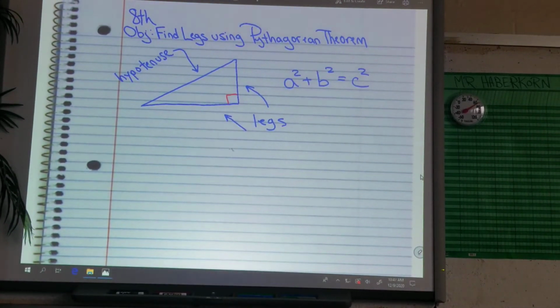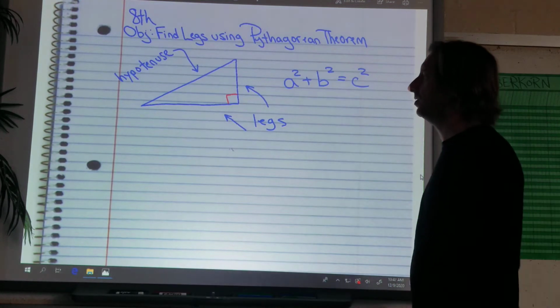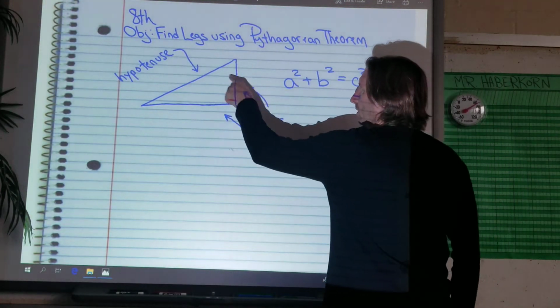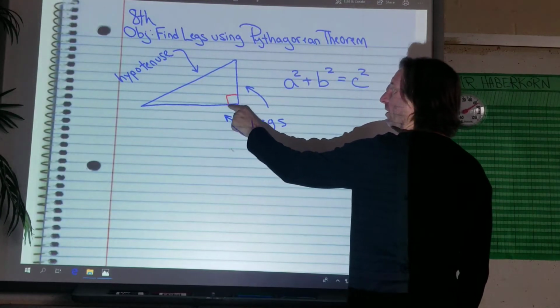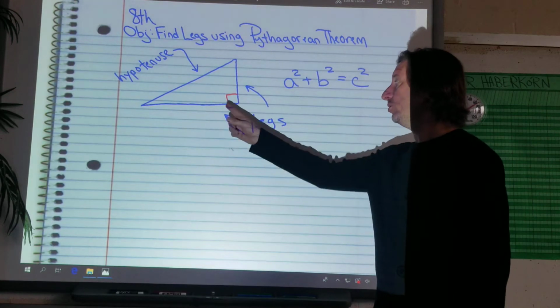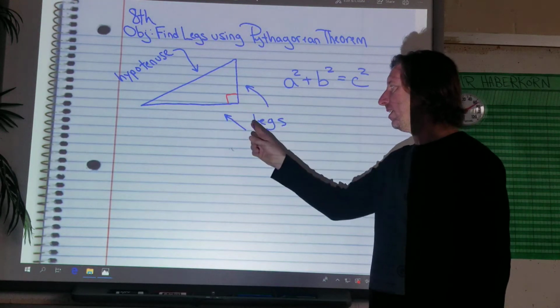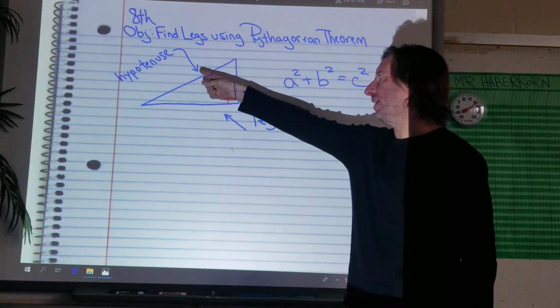So we have started working with the Pythagorean theorem. And we know that helps us find the missing sides of a right triangle. Now remember, it only works with a right triangle. It's got a right angle. And we know the parts of the triangle: the two shorter sides that are touching the right angle are called your legs. And the long side is called your hypotenuse.